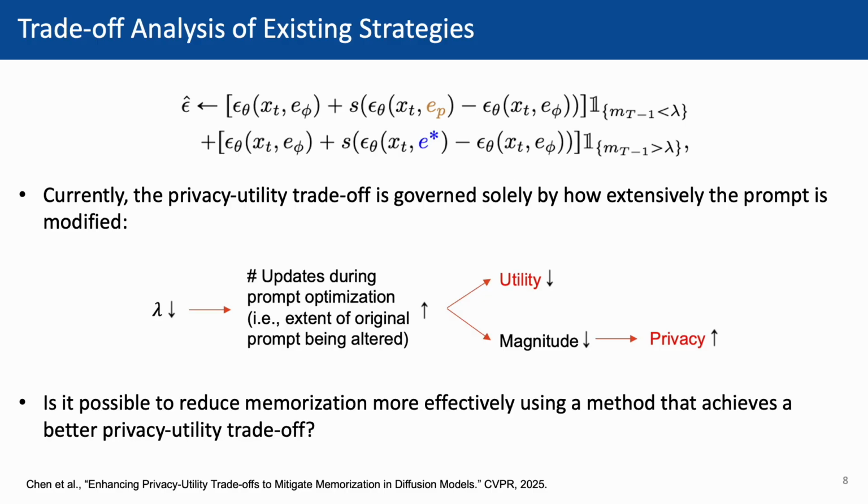In this work, we rethink the problem and ask ourselves, is prompt optimization really the best way forward? Are we sacrificing too much utility just to reduce memorization? And more importantly, can we design a mitigation strategy that doesn't heavily rely on modifying the prompt, yet can still achieve a better privacy-utility trade-off?